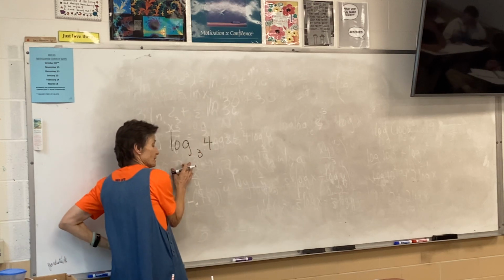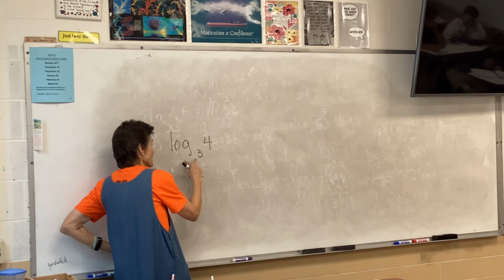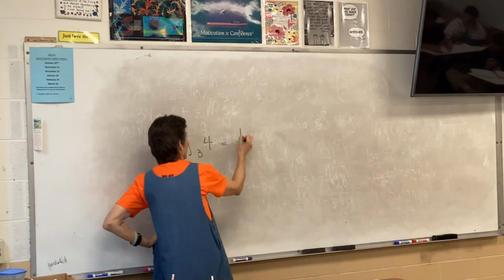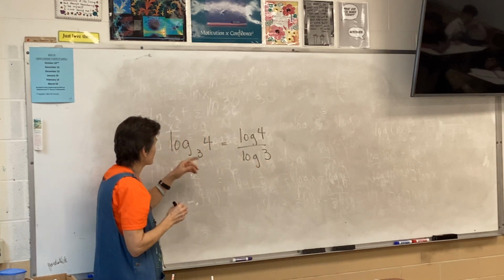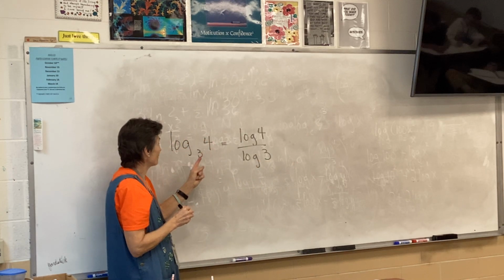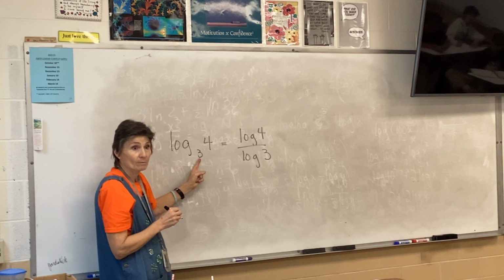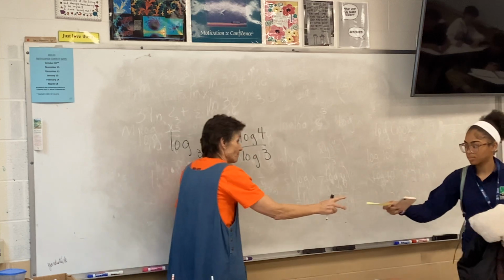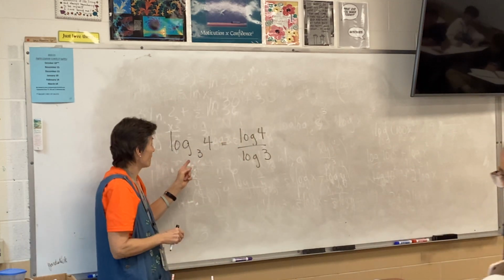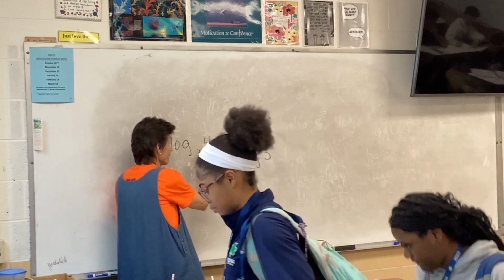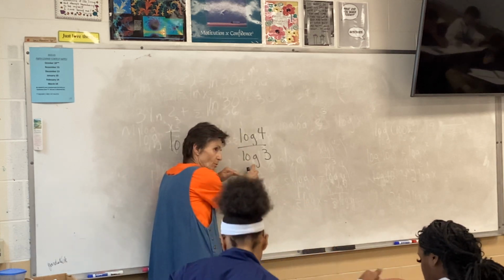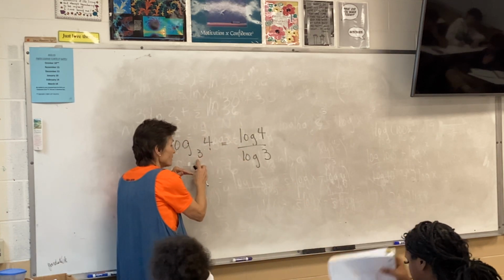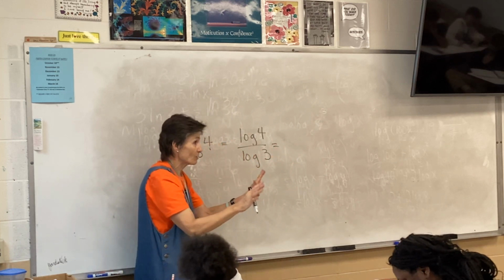If I want to type this on my calculator, I need it to be either base 10 or base e. The change of base formula says this right here will always equal the log of 4 divided by the log of 3. In other words, it's the log of this number divided by the log of this number. To remember that, when I write log base 3 of 4, see how this number is a little bit below the other one? That's the number that goes below the fraction. So it's log of 4 divided by log of 3. That's all there is to it.